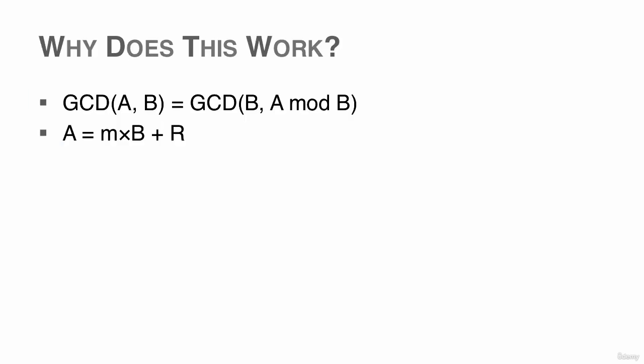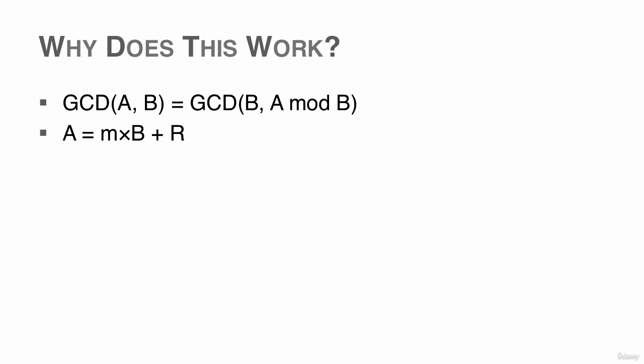Why does this work? The key step in the algorithm is where it sets a equal to b and b equal to a mod b. That works because GCD of a and b is the same as GCD of b and a mod b. So the question is, why is that true? Consider the definition of a mod b. If you use r to represent the remainder after division, then by definition of the modulus, you know that a equals m times b plus r for some integer m.